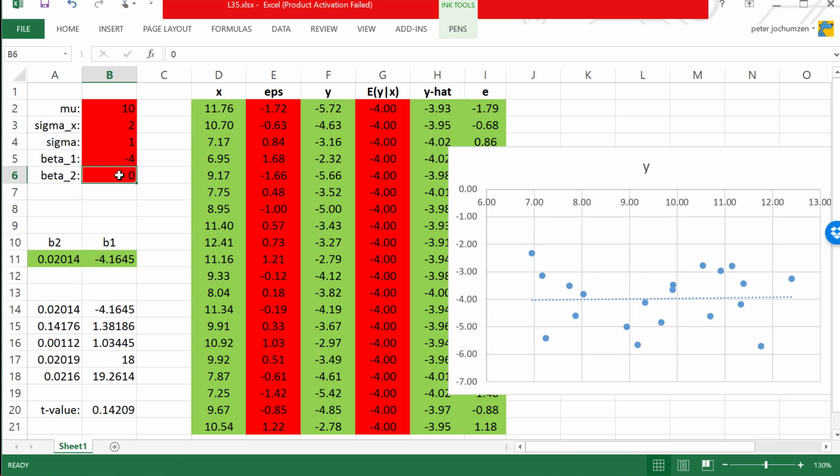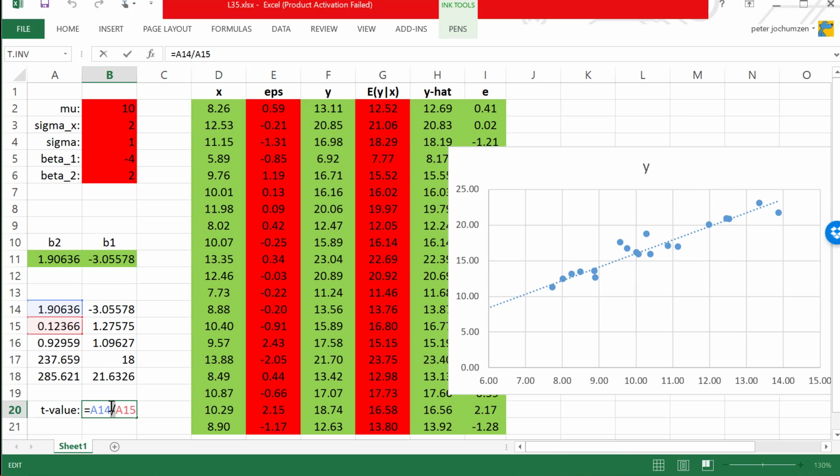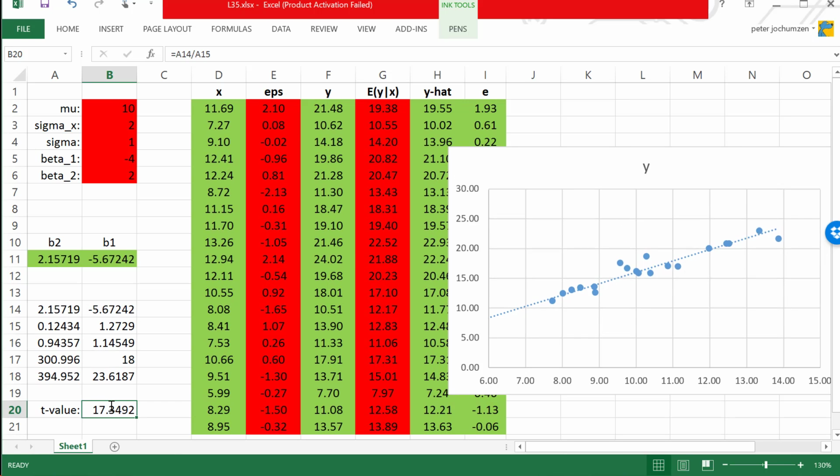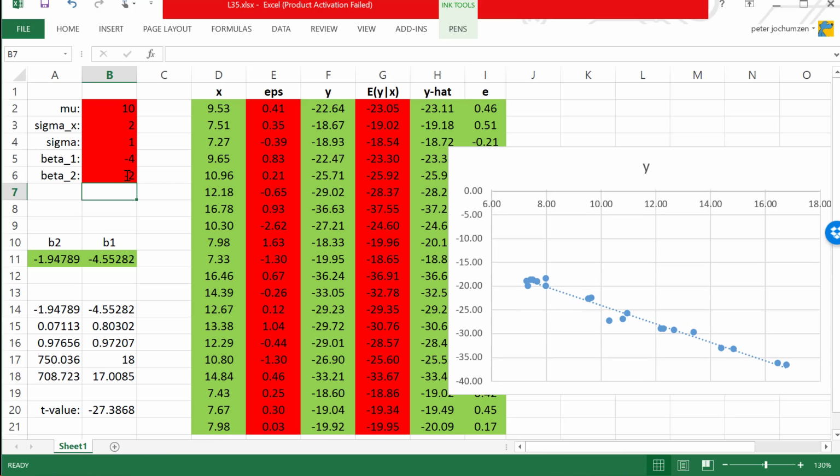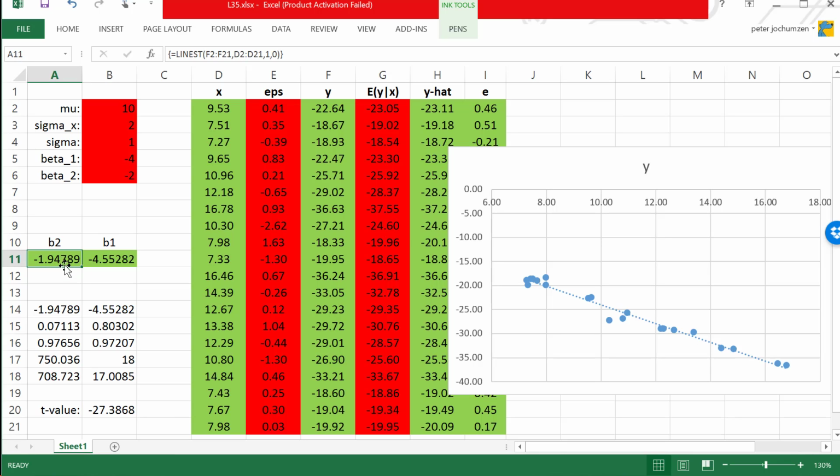However, if beta 2 is not 0, like when it's 2, then the t-value will be further from 0, as we can see here. Similarly, if the true beta 2 is minus 2, then since we are doing the t-value as B2 over standard error, and B2 will in this case be close to minus 2, this will be negative but far from 0. And that's the idea behind the test.